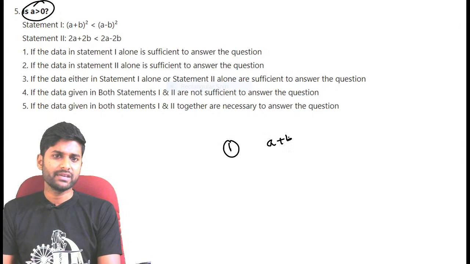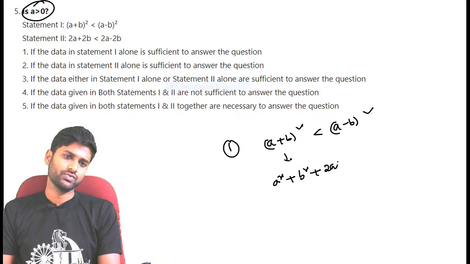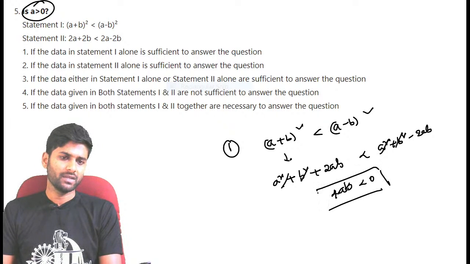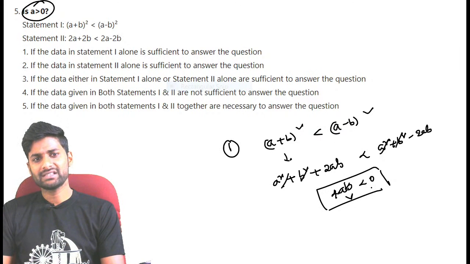(A plus B) whole squared is less than (A minus B) whole squared. You can represent this as A square plus B square plus 2AB is less than A square plus B square minus 2AB. So these terms cancel, and you are left with 4AB is less than 0. So the product of A and B is less than 0.